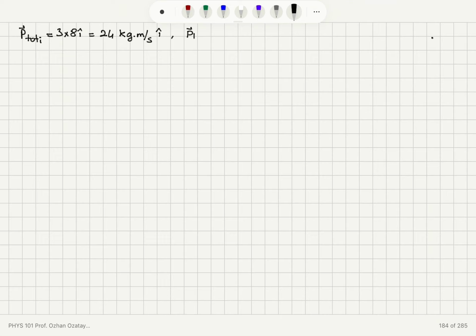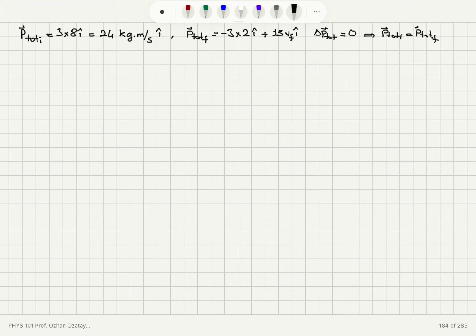What is the final linear momentum? Finally, we have the stone moving in minus I-hat direction, so it's minus 3 times 2 I-hat, plus after this rebound, the 15 kilogram block is moving with a final speed v final in plus I-hat direction. So the change in the total linear momentum must be 0. Therefore, the initial total linear momentum must be equal to the final total linear momentum after the collision.